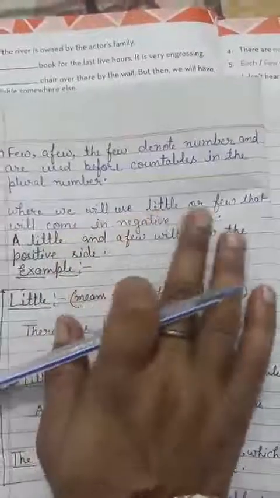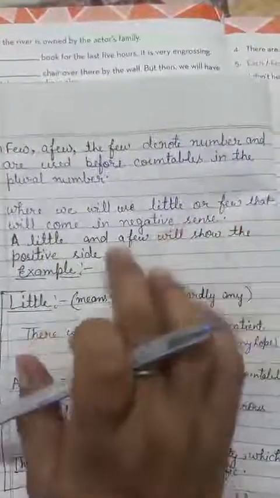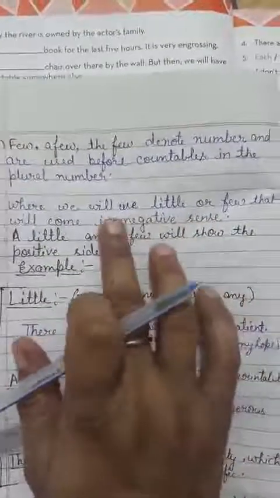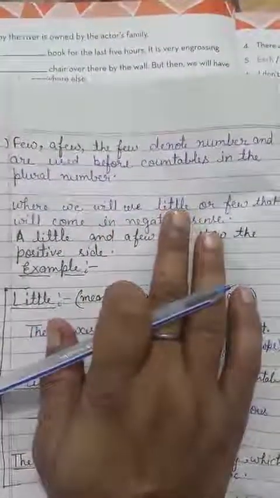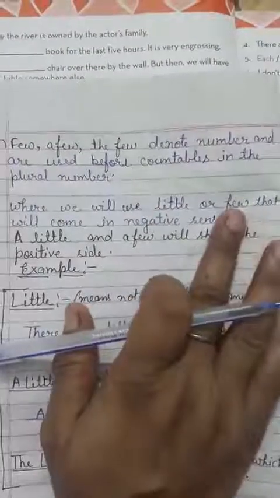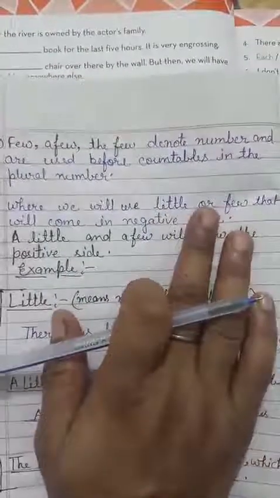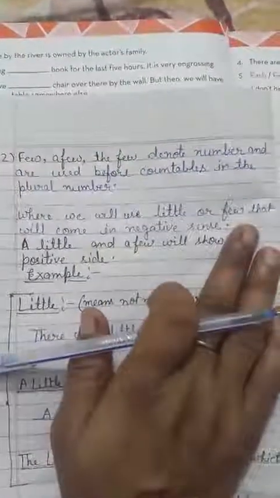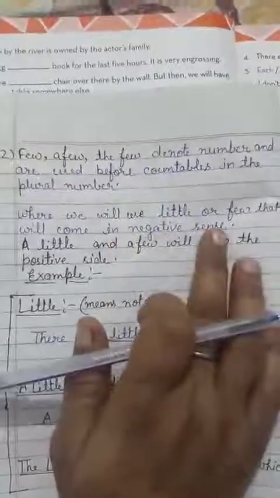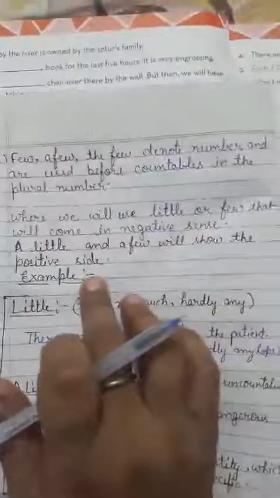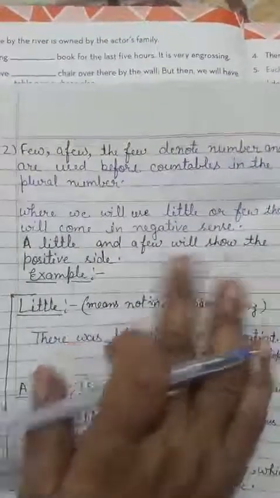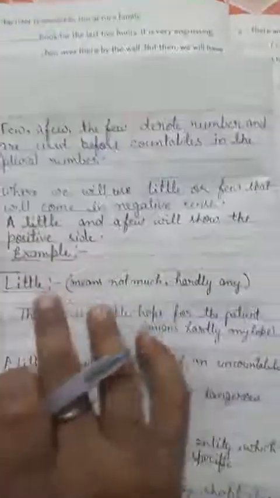Where we will use little or few, that will come in a negative sense. Negative sense means if we are not using a before little or a before few, so only little and few will come in a negative sense. You can easily understand this thing. A little and a few will show the positive side. With the example you can easily understand this thing.